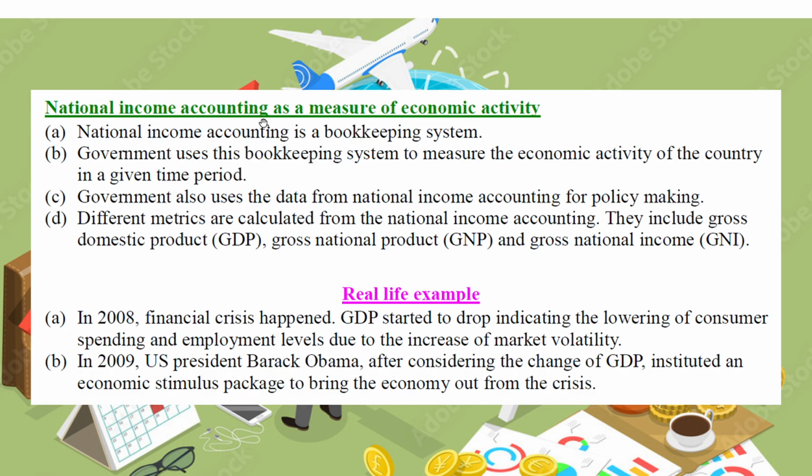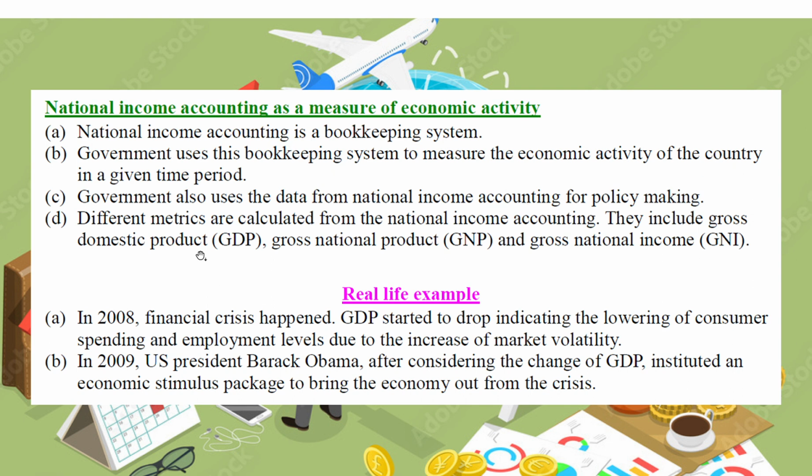National income accounting as a measure of economic activity. National income accounting is a bookkeeping system, okay, a calculation way, an accounting system. Okay. Government use this bookkeeping system to measure the economic activity of the country in a given time period. Always in a given time, like demand and supply, right? Important point. Don't forget it. Government also uses the data from national income accounting for policy making.